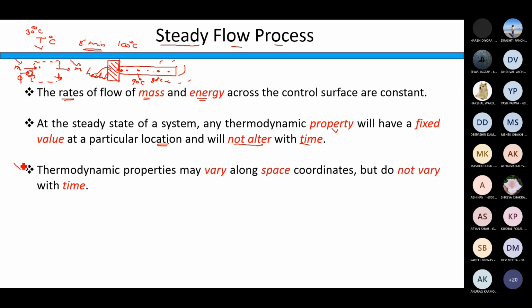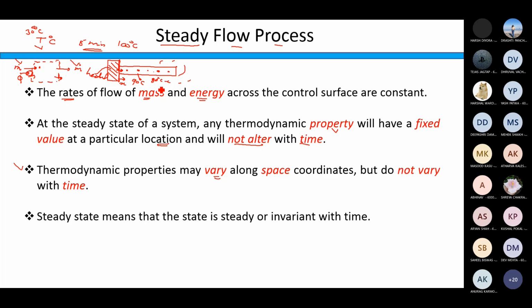So that is the meaning of this. Thermodynamic properties may vary along space coordinates. This is the space coordinate, x direction. So along space, the thermodynamic properties may vary, but do not vary with time. As the time changes, still the temperature will remain 90 degrees here. So you understood the meaning of this? Steady. In short, steady state means that the state is steady or invariant, or does not vary with respect to time.